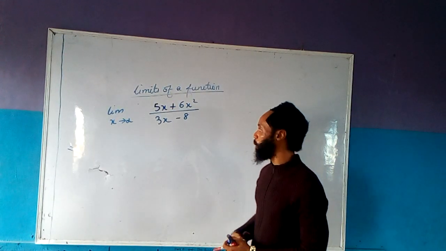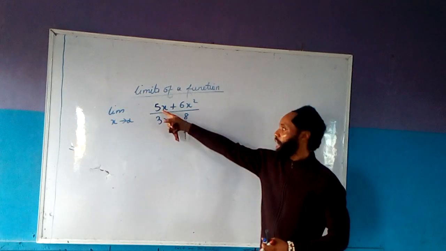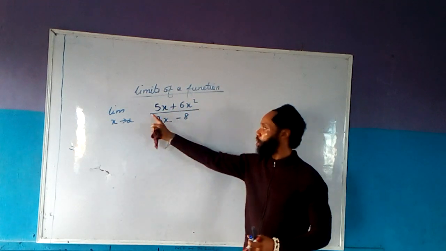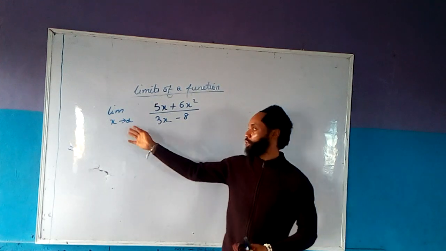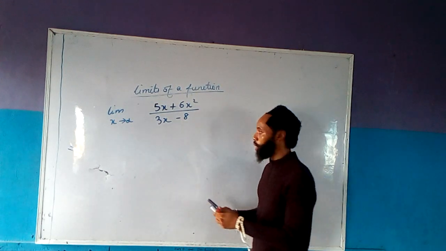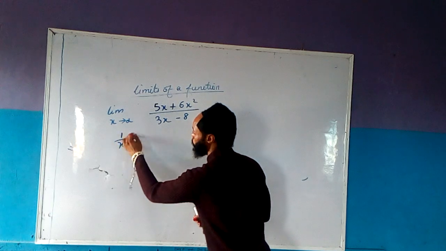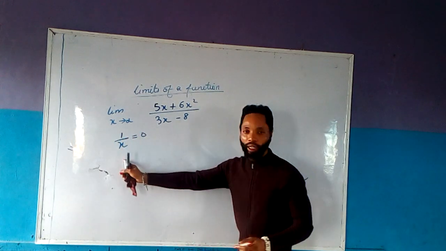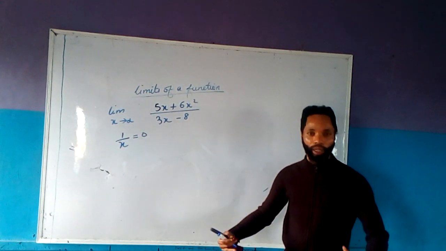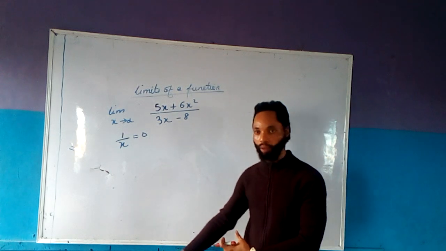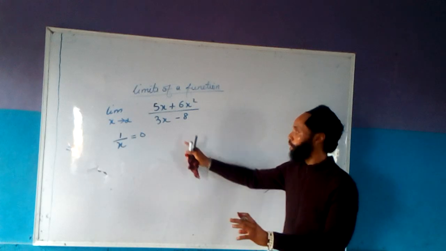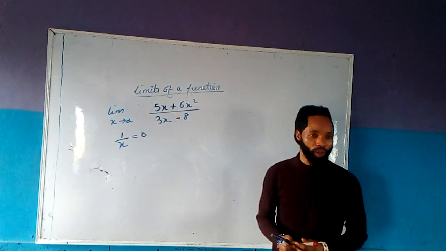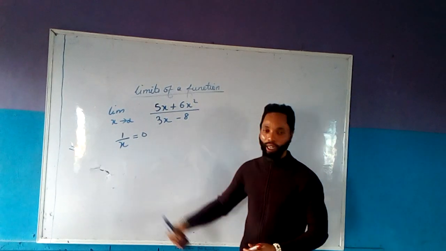Okay. Well, we have another question here. 5x plus 6x squared all over 3x negative 8 as x approaches infinity. In the same way, remember, we have a notion we always work with: 1 over x equals 0. That means as the denominator gets bigger, the value approaches what? 0. Becomes 0, as long as x approaches infinity. That is the law. Now, what is the highest power of our denominator? X. We divide through by the highest power of our denominator.